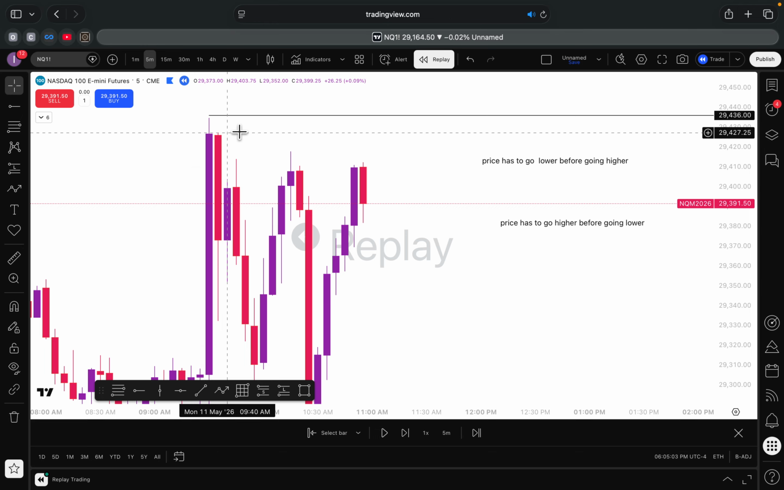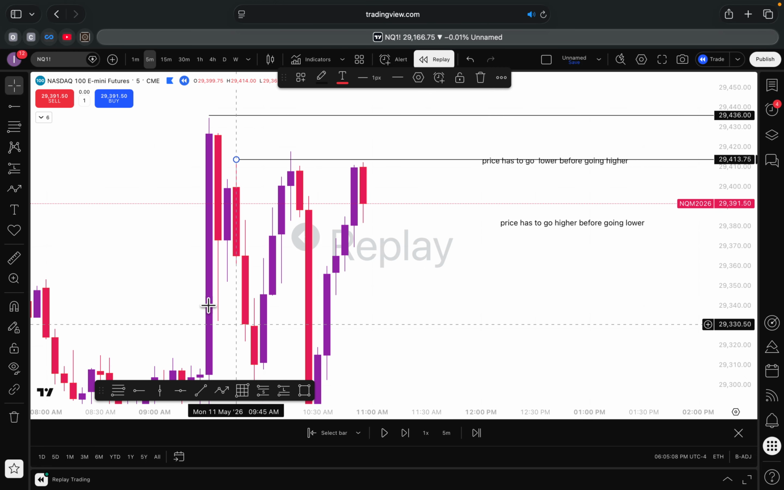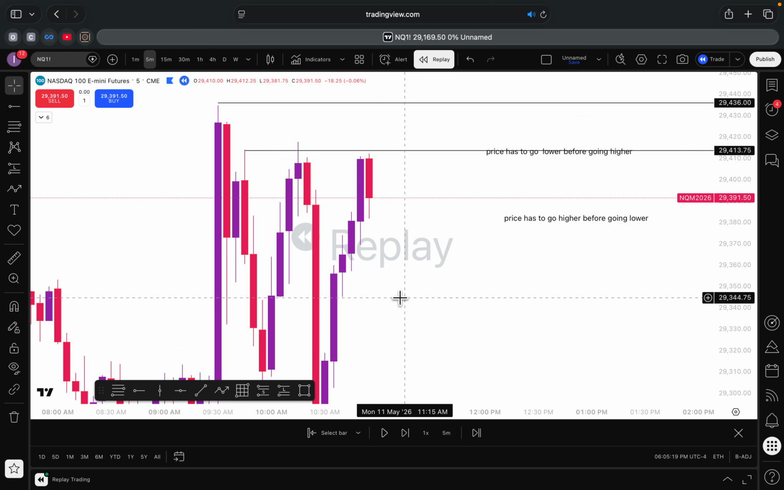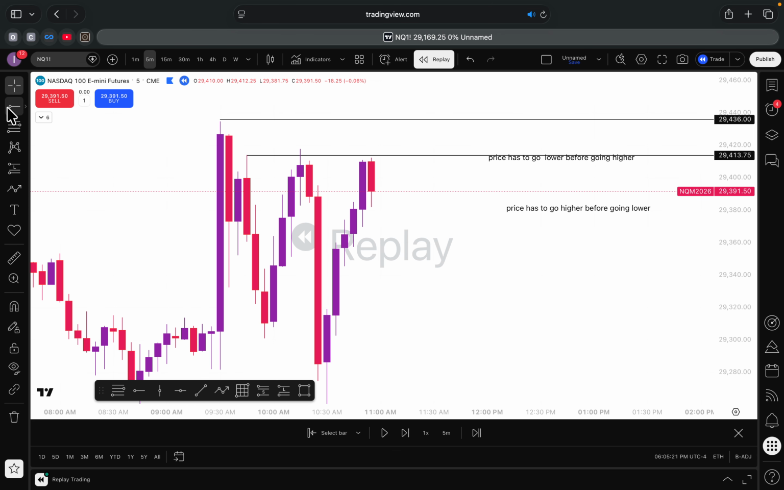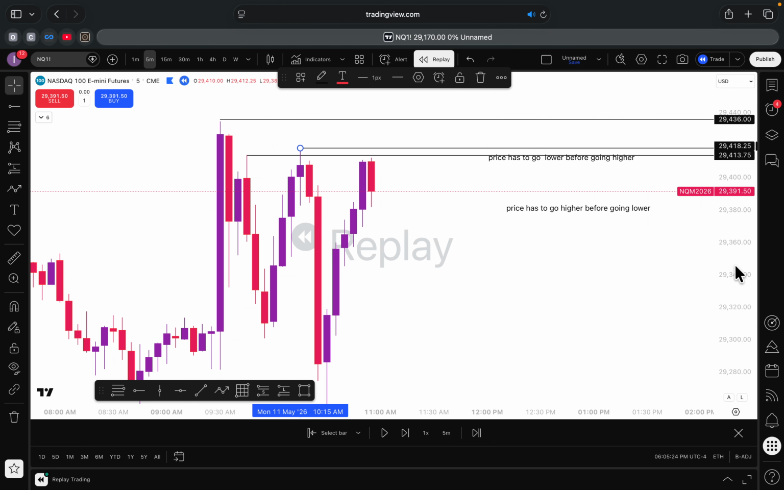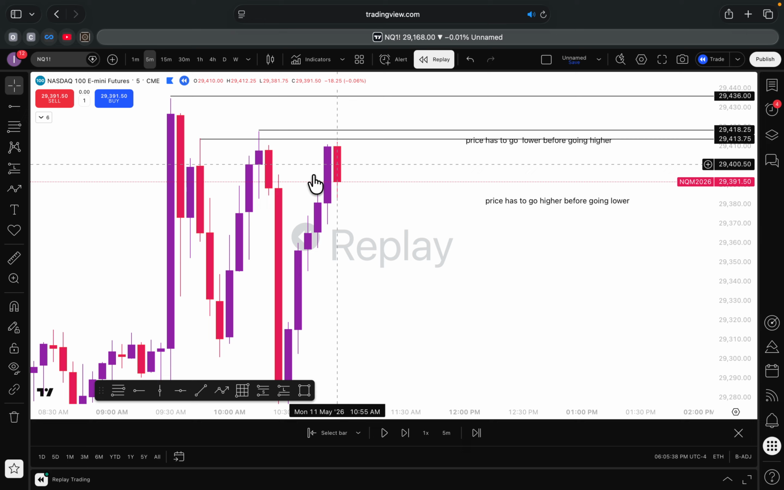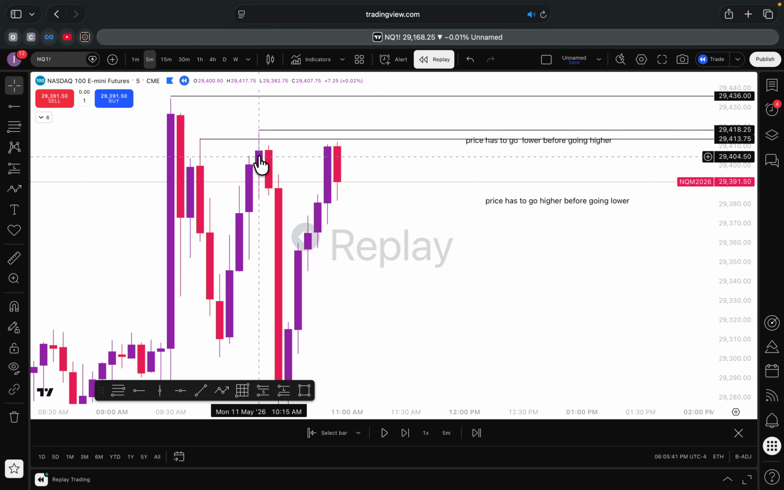Okay, and we rejected this point. Now we came here, this swept liquidity, right, and continued back to the downside. Now, when I said price has to go higher before it goes lower, that is exactly what I mean. So if you look here and you see this rejection wick, price came higher than this area and rejected. Okay, two confluences. It made a new high and it rejected that high. This told me I had sellers in the market. This was my two confluences for me to take my trade.